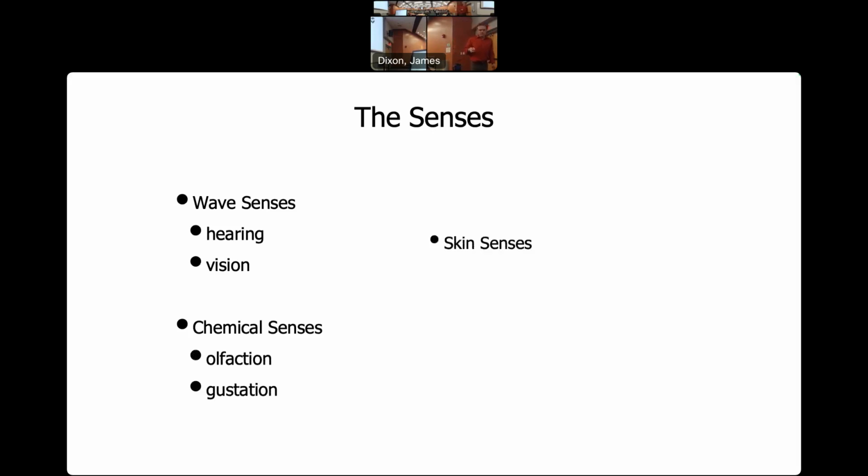We also have these skin senses, which we could have called perhaps mechanical senses, in that it's mechanical energy as it impacts the skin that is driving your kinesthetic sense. So things like pressure, temperature, pain, but it turns out that they work quite differently. All right, so we're going to start with the wave senses.